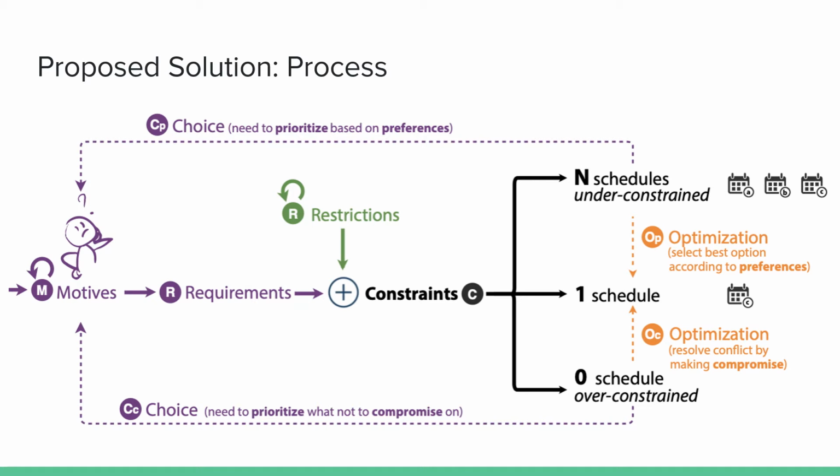The process starts with the user's motives, which then get labeled as requirements. The requirements are then met with externally defined restraints, referred to as restrictions. The sum of the requirements and restrictions results in constraints, which are output into the user's schedule.